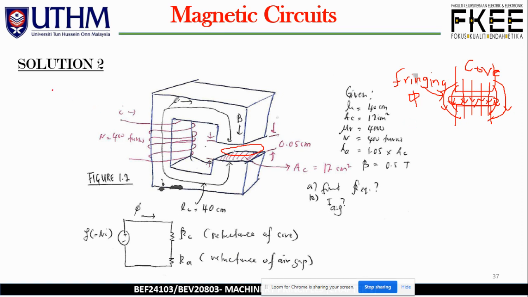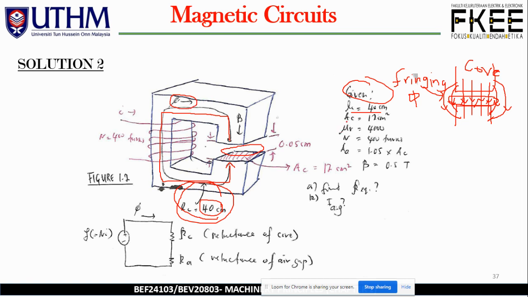So, the solution. This is figure 1.2. We have a rectangular core over here. The given information from the question: we have LC, the mean path length of the core, which is 40 centimeters. It starts from here, for example, this part and this part down here. The entire core's mean path length is 40 centimeters. This is where the flux is flowing inside the core.